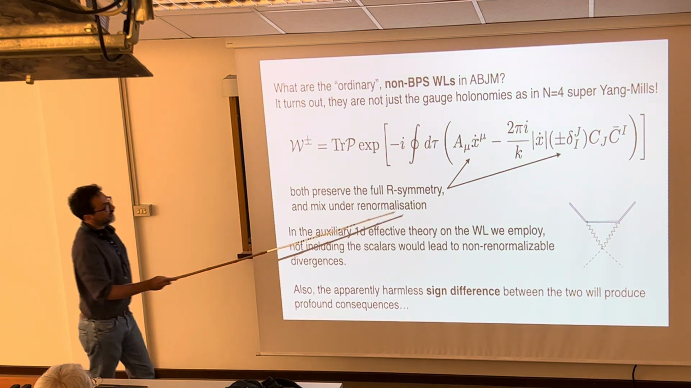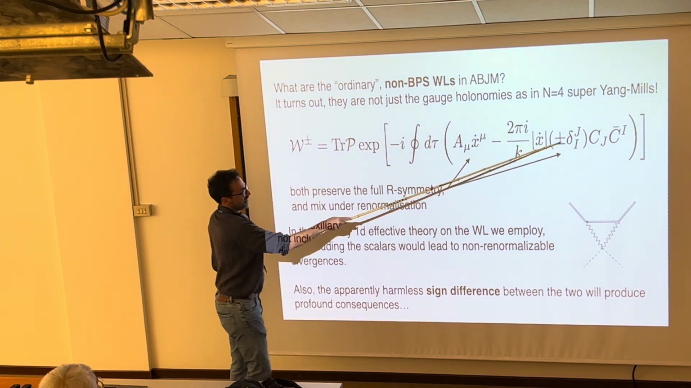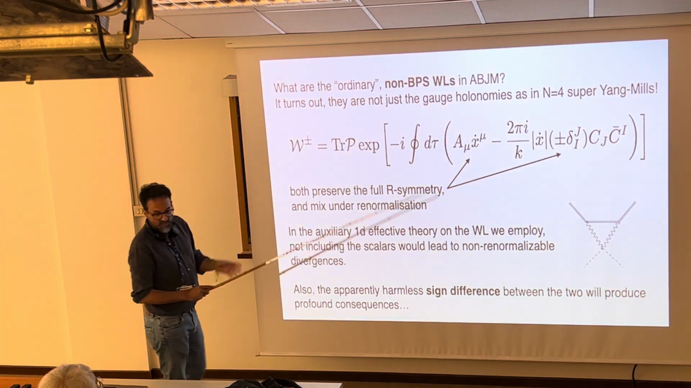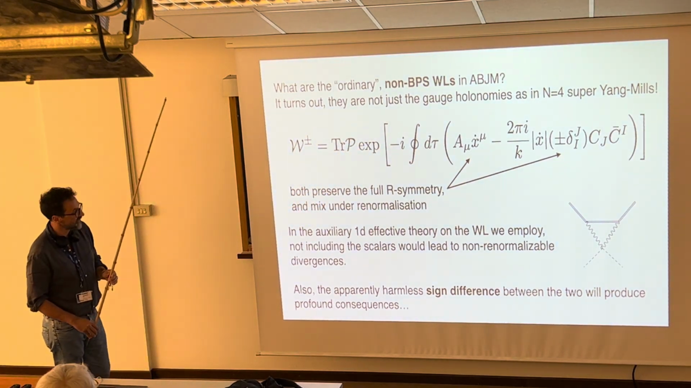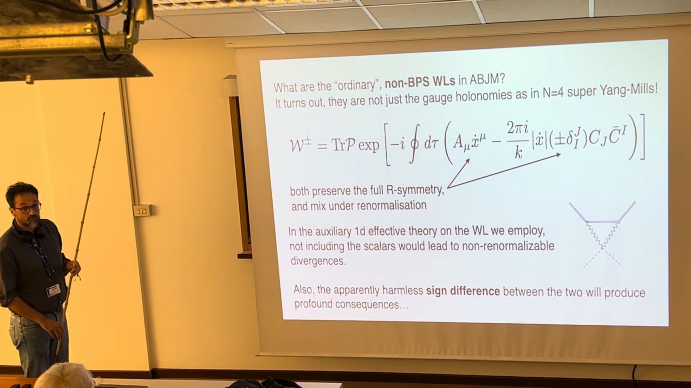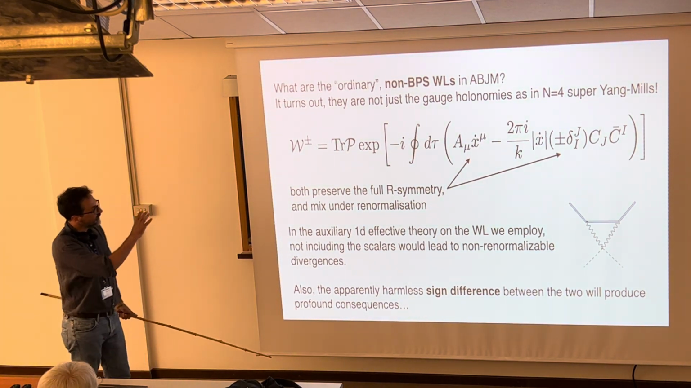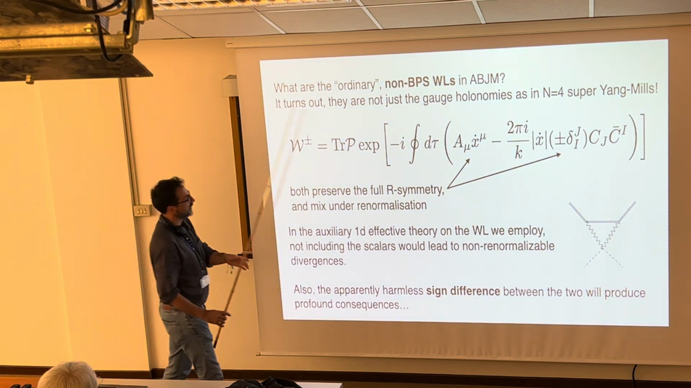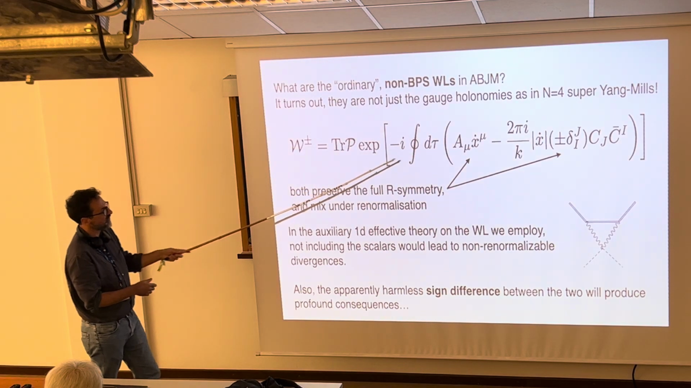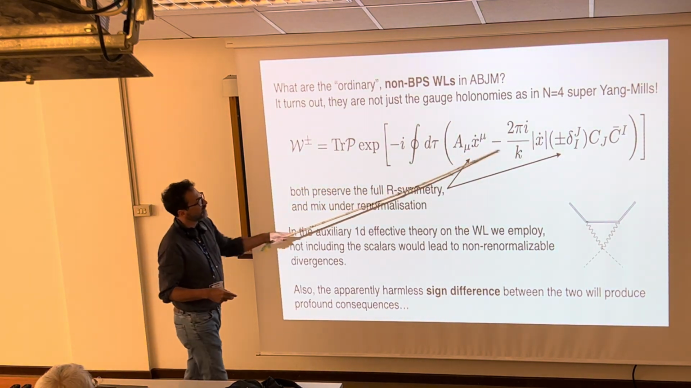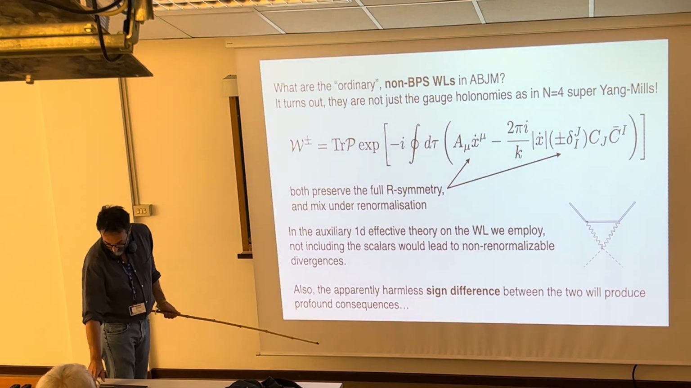Okay, so for the moment, let's notice that there are 2 such ordinary Wilson loops with a plus and a minus coupling. This sign seems to be harmless, but actually is going to give lots of differences under the RG flow between these 2 operators. So we discovered that the ordinary Wilson loops in ABJM, actually there are 2 of them, and they couple to the scalars in this way, not only to the gauge field.